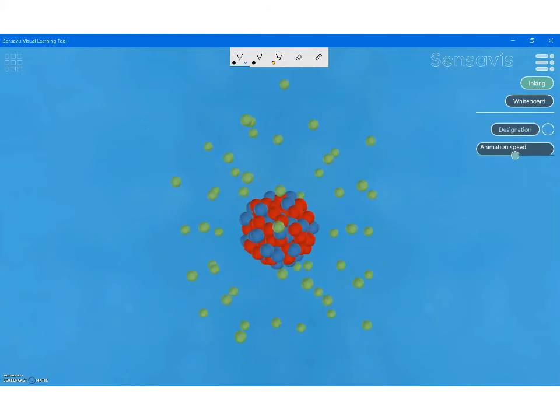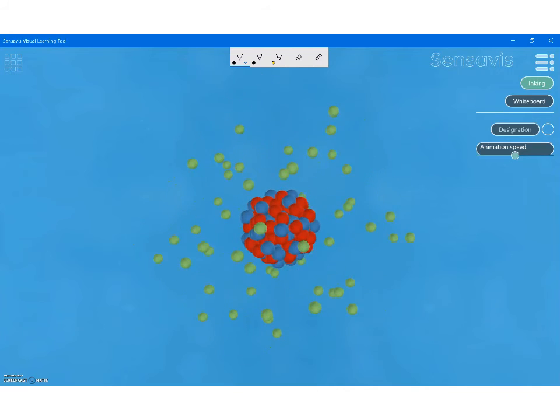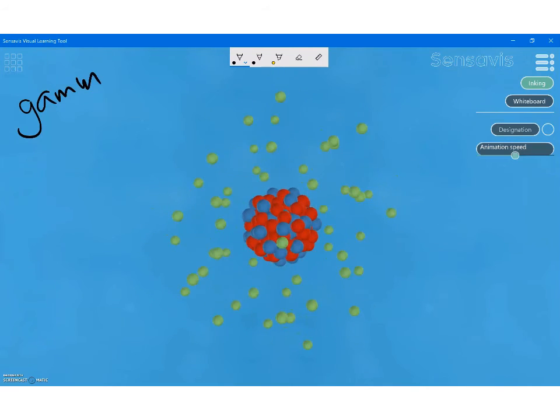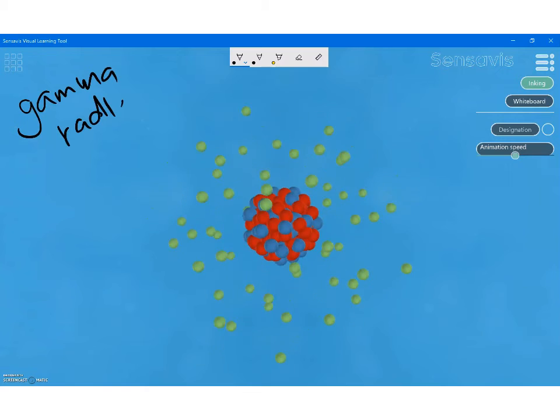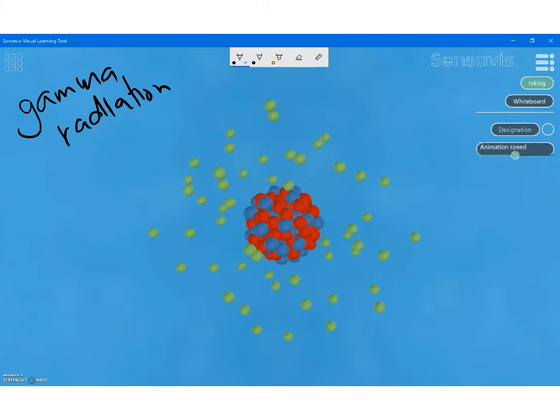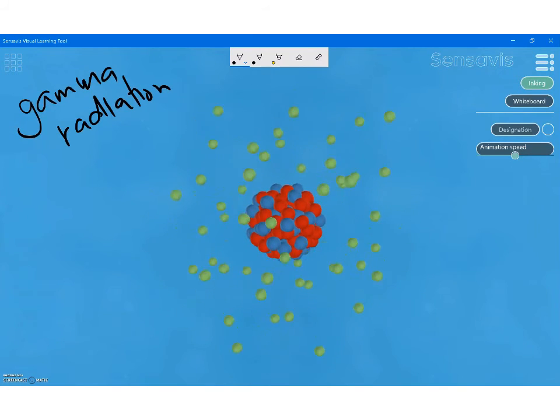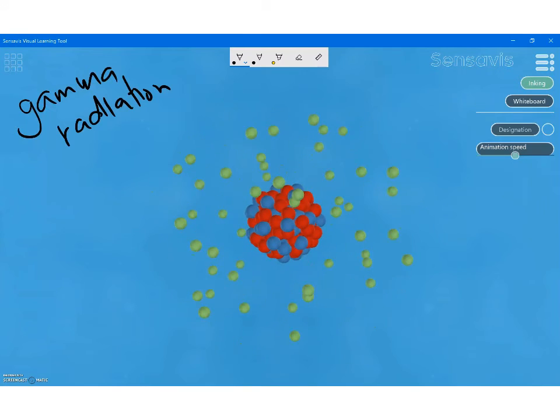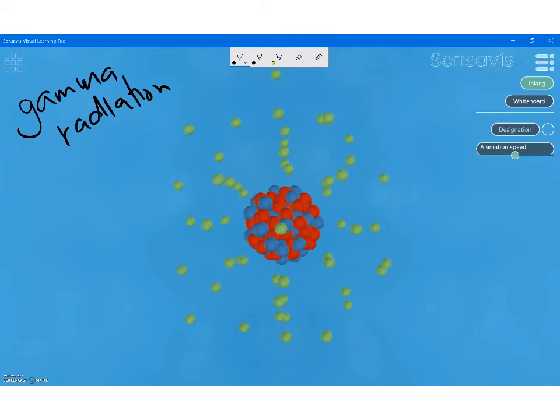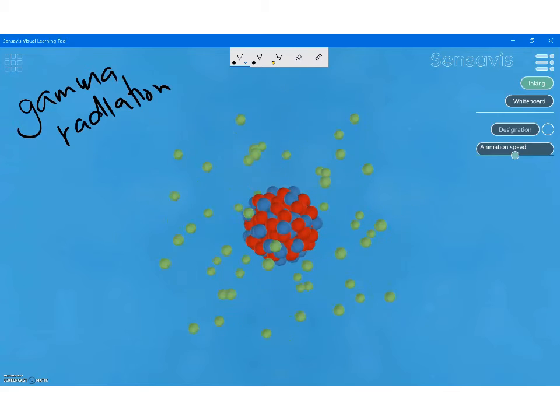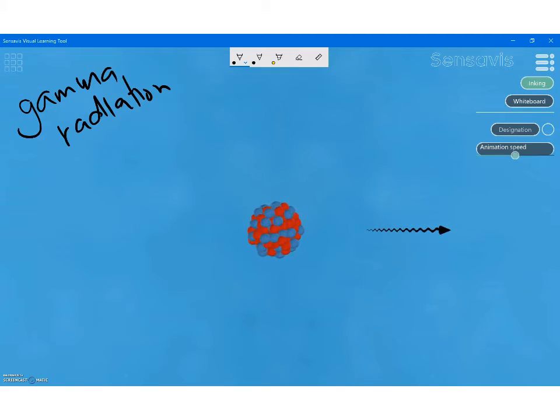Okay, so the last form of radiation that we will look at is known as gamma radiation. Gamma radiation is a very high frequency electromagnetic wave, which we actually looked at in the last unit. If the nucleus wants to release energy, it emits it in the form of a very high energy electromagnetic wave, also very high frequency. These are very weakly ionizing.